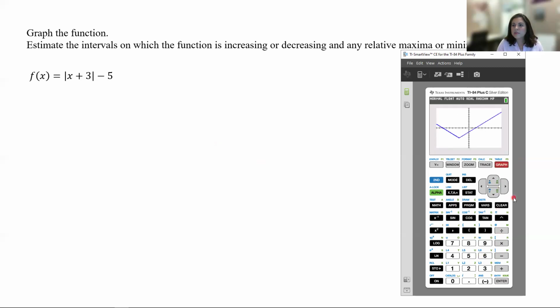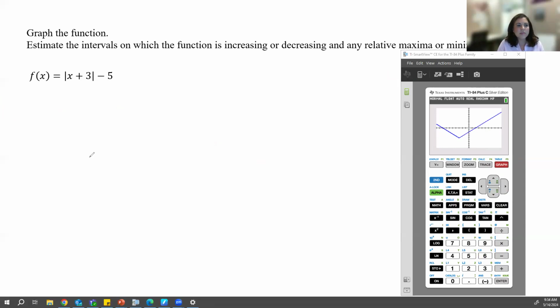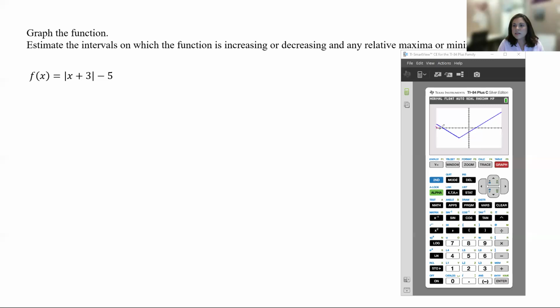And so when I press graph, I'm looking at this absolute value function. It's been shifted left 3, down 5. And I want to determine when it's increasing, decreasing, and any relative maxima or minima. First, looking from left to right, it looks like this graph is decreasing to begin with. And then it turns and starts increasing. And so first, I'm going to describe when it is increasing.